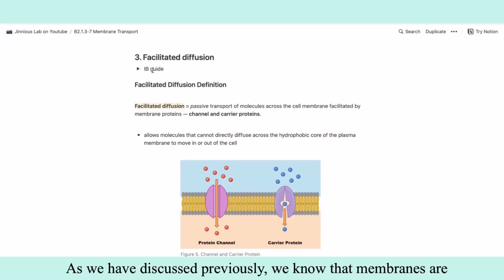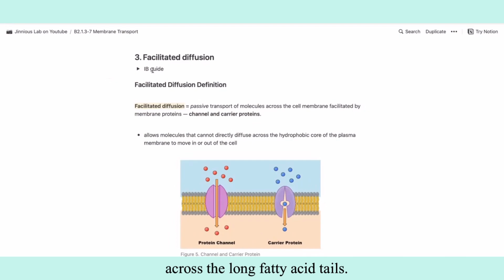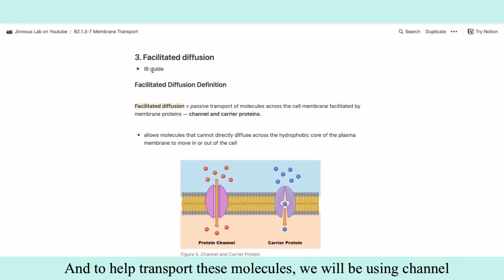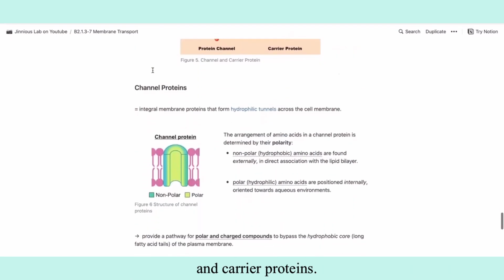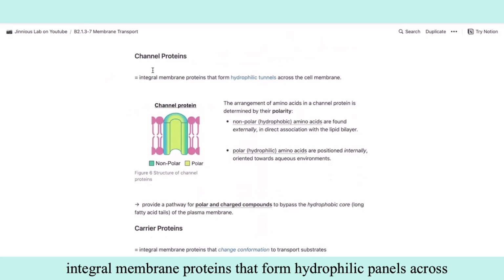As we have discussed previously, membranes are selective, so it is difficult for polar or large molecules to go across the long fatty acid tails. To help transport these molecules, we will be using channel and carrier proteins. We'll first be looking at channel proteins, and they are integral membrane proteins that form hydrophilic channels across the cell membrane.